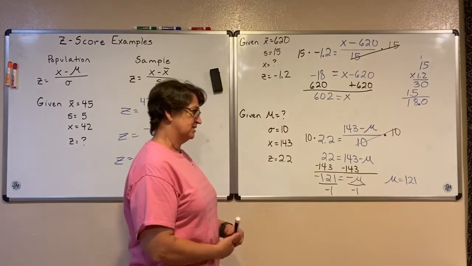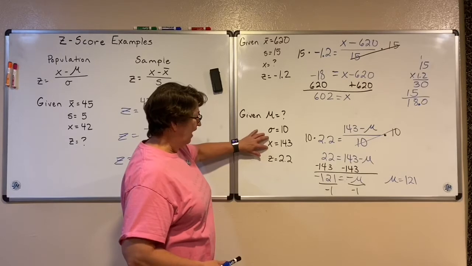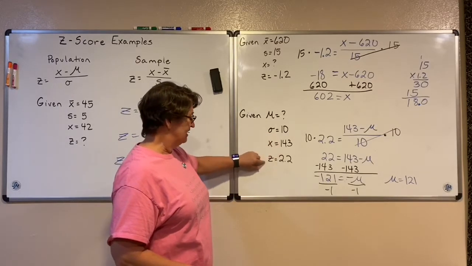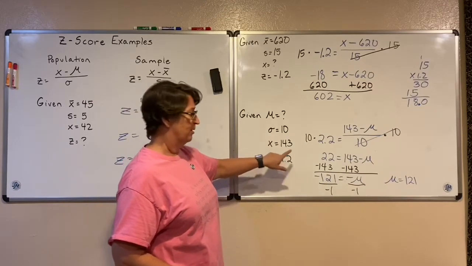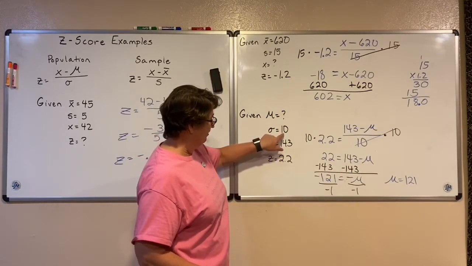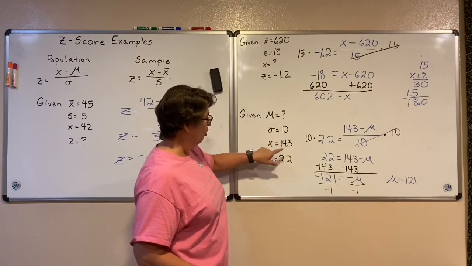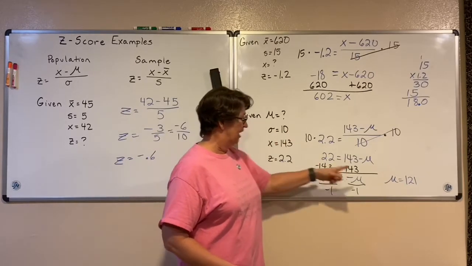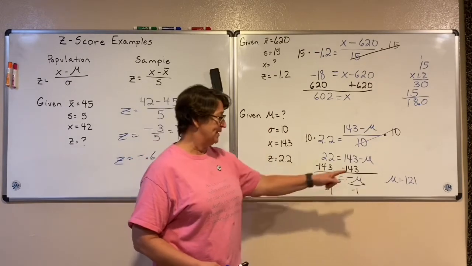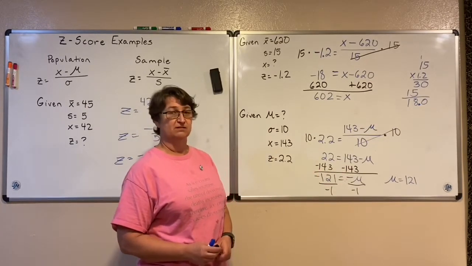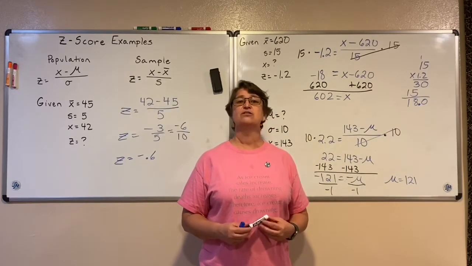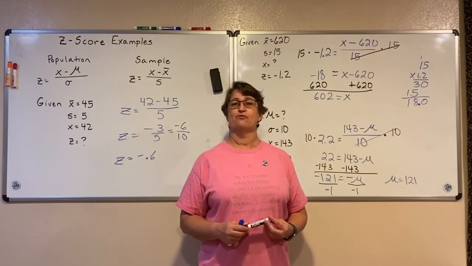Let's see if that makes sense. If my data value was 143, that's above average. And my z-score is positive to show that it's above average. And it's at least 2 of these above average, so 2 more, at least 20 above this. And yes, that is at least 20 above that. So my mean there being 121 makes sense. So remember, z-score just tells us how many standard deviations a data value is away from the mean.